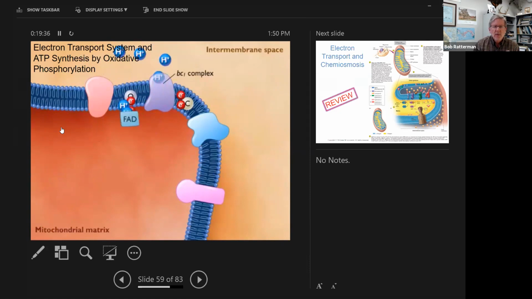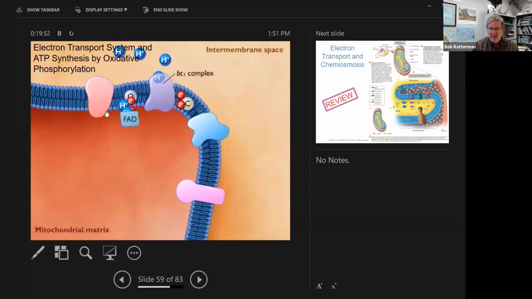Okay, so the NAD has already left. And here's the FAD that's just given off its electrons. It's going to leave, and as we said, go back to pick up more electrons. But where do the electrons go once they've gotten off the buses here?